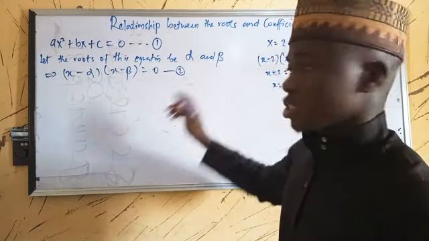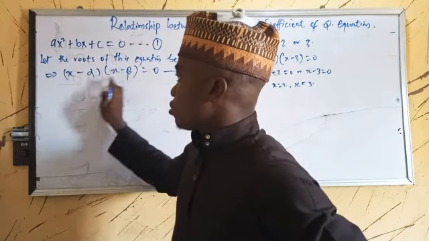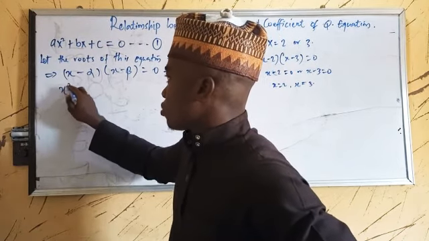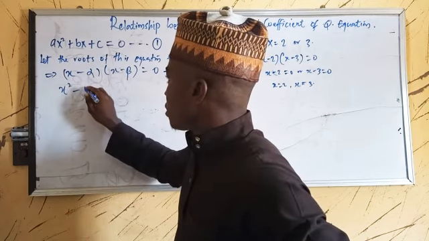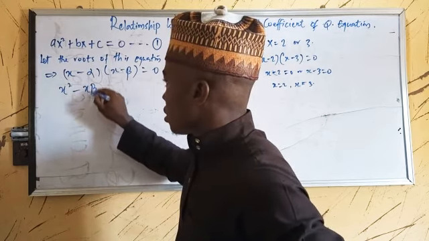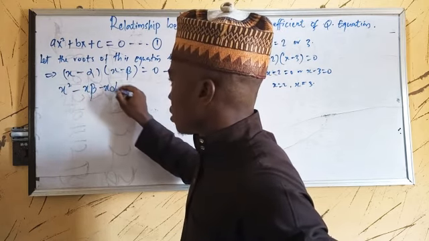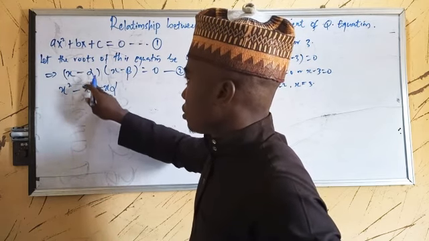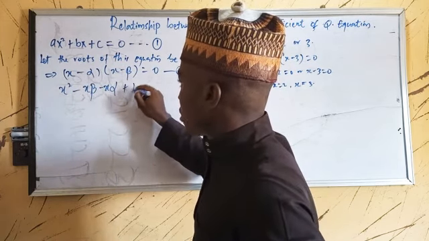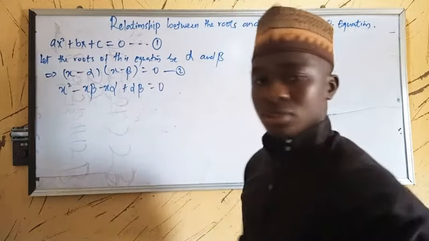So now if this is equation 2, from here let's try to open the bracket. We have x squared, this times this; minus x beta, this times this; we have minus x alpha, then this times this, we have plus alpha beta equals 0. Can you see that now?